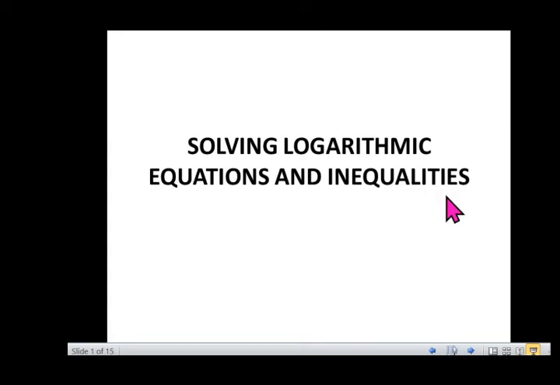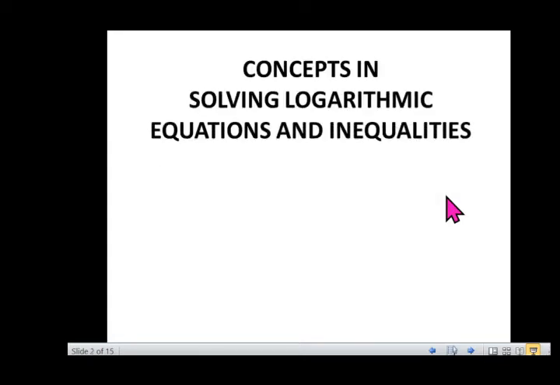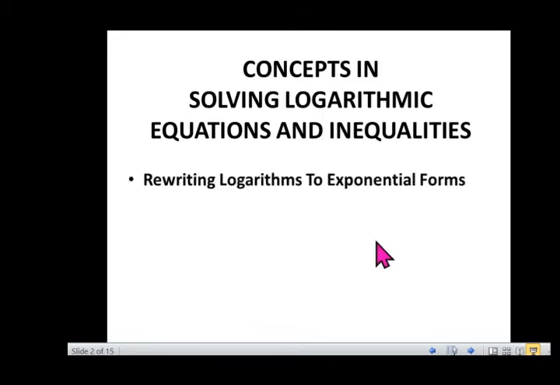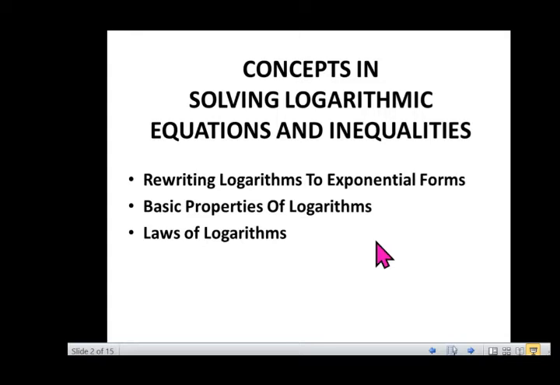But before we proceed to that discussion, let us first study some of the concepts that are necessary in order for you to solve logarithmic equations and inequalities. First, we will learn how to rewrite logarithms to exponential forms. Second, we will also study the basic properties of logarithms. And the last concept is all about the laws of logarithms.